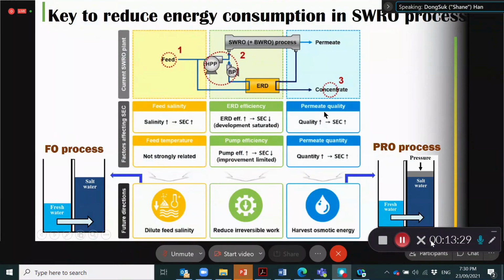So how about the concentrate? To manage the concentrate out of the brine, the osmotic pressure is mostly around 50 bar, so it is a high osmotic energy. We developed some recovery processes like pressure retarded osmosis or reverse electrodialysis. We can harvest the osmotic energy and use it again for SWRO operation.